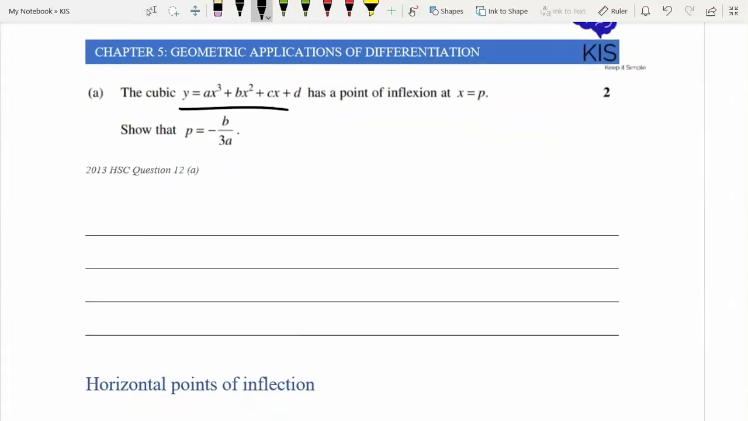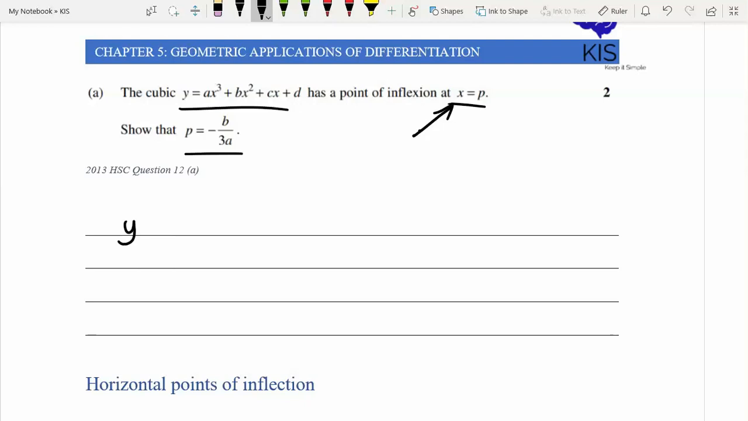So the cubic y equals ax to the 3 plus bx squared plus cx plus d has a point of inflection at x equals p. Show that p is equal to that value. Okay, what does a point of inflection mean? A point of inflection means at that coordinate, the second derivative must equal 0, right?